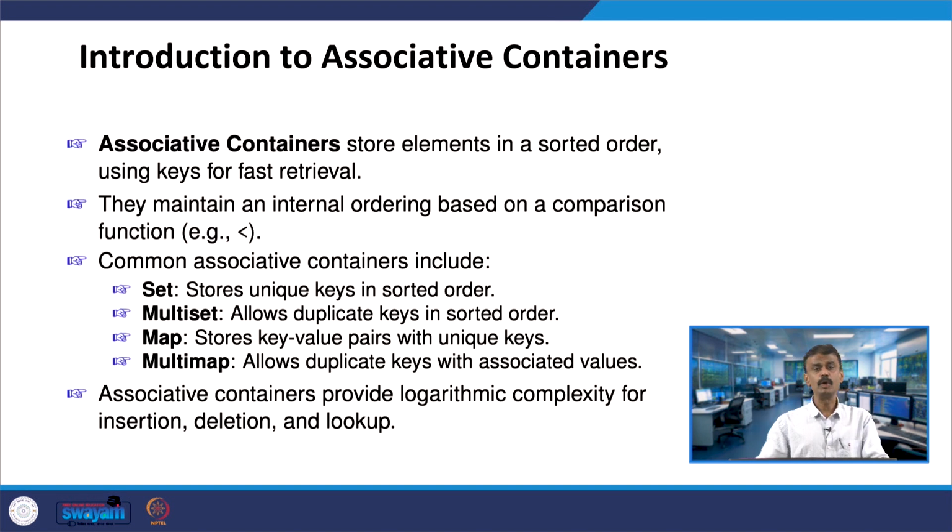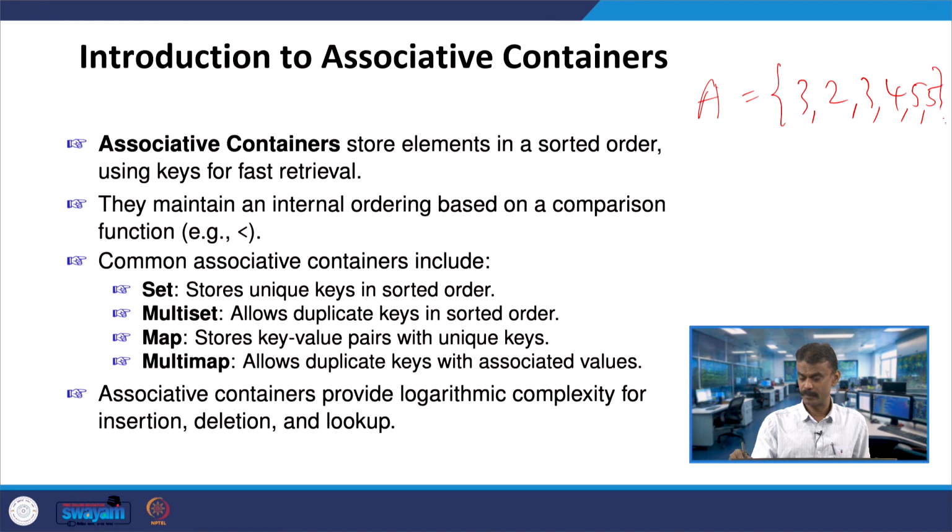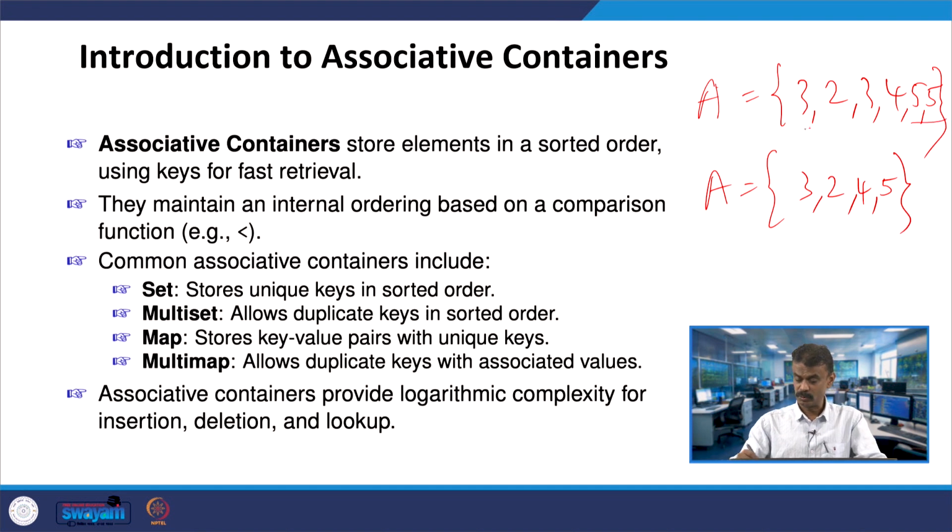Next, what do we mean by associative containers, right. Associative containers, what will happen is like a set. Mathematically, when you define a set, assume that A is equal to, let us say, 3, 2, 3, 4, 5 and 5, right. We know that when I am representing this, A, like let us say 3, 2, 4, 5, the elements are repeating, 5 is repeating, 3 is repeating, and we know the basic mathematical definition of a set, it will be unique.